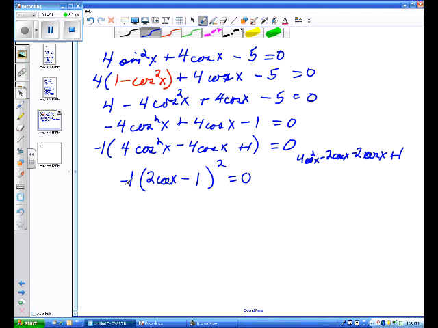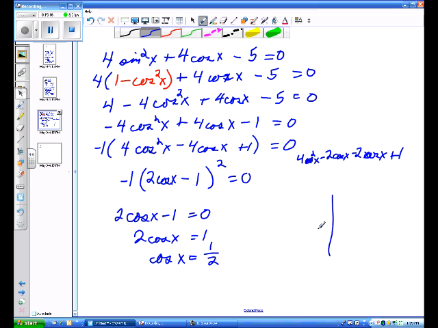Now we know that -1 doesn't equal 0, so we don't have to consider it. But 2 cosine x minus 1 could equal 0, so 2 cosine x equals 1. The cosine of x equals 1/2. So we want to know what angle has a cosine of 1/2.